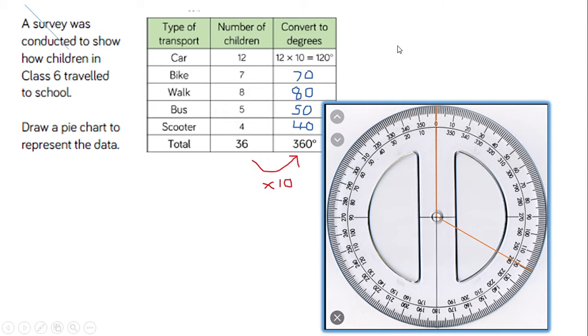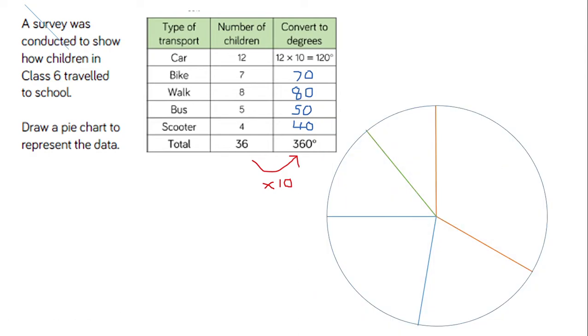and you can see that section is representing cars. The next one is representing bikes, so I'm going to add 70 degrees on to my 120 degrees, so I'm going to get to 190 degrees. That's how I work out where my next one's going to go. And that section of the pie chart is going to represent bikes. I'm now for the next section going to add 80 on to 190, so that's going to get me to 270. That's the walk section of the pie chart. I'm then going to add 50 onto 270, so that gives me 320. That's the bus bit, and I don't need to draw anything in for the scooter because it's already done for me. Okay, and then when I take the protractor away, that's what I'm left with.